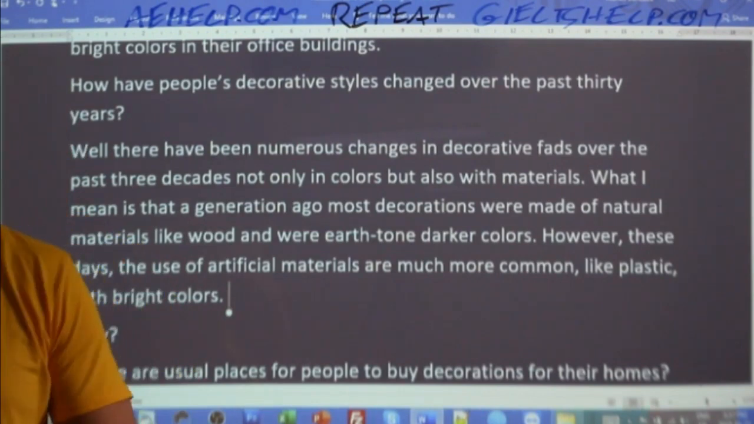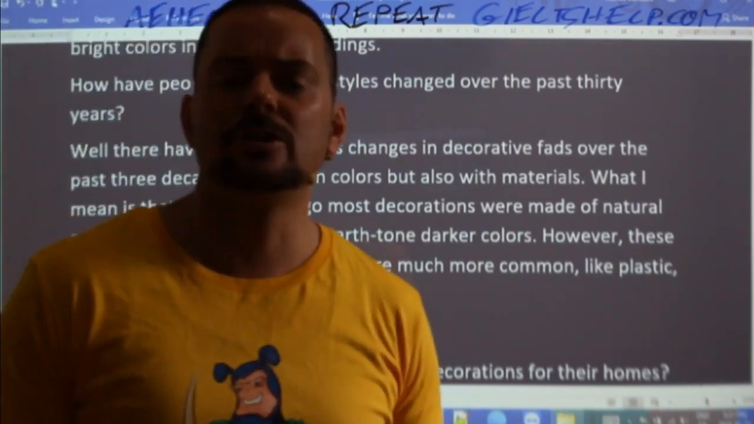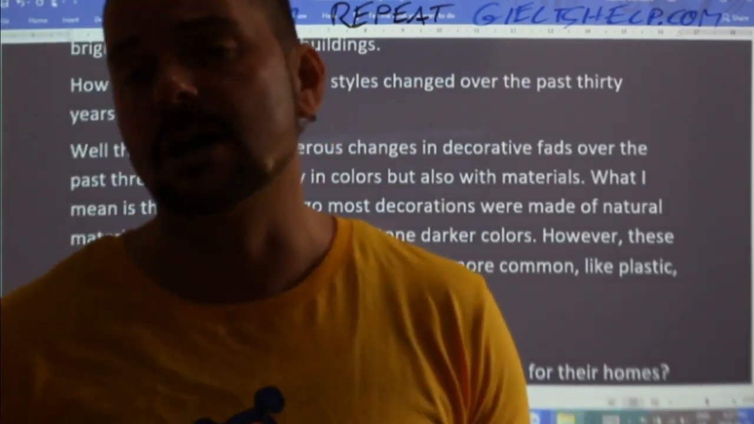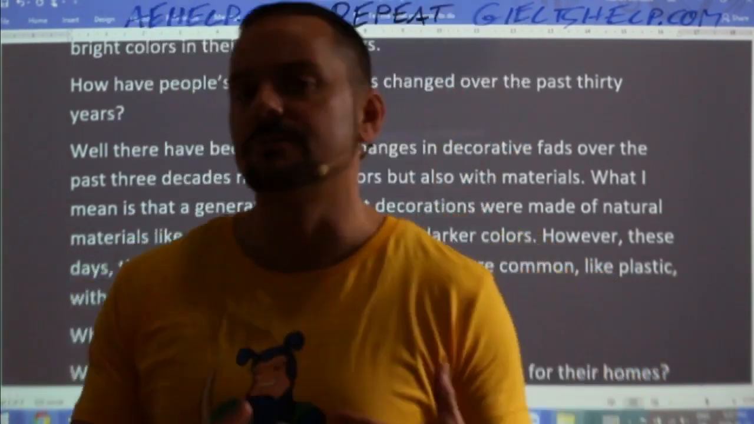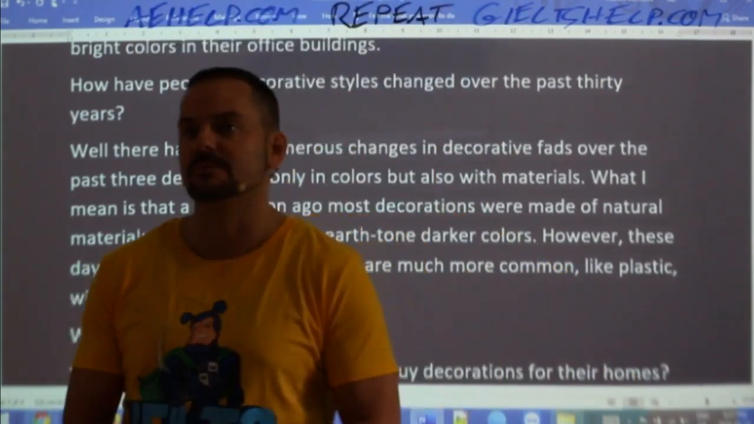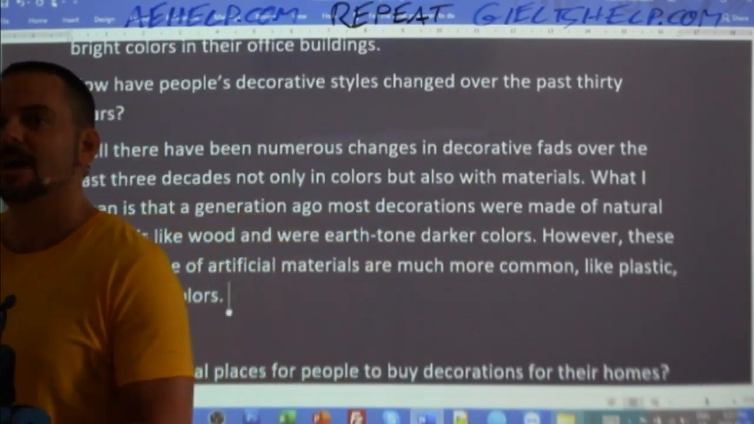Okay? All right. Earth tone colors are kind of, as it sounds, the colors of the earth. So green, brown, black, gray, kind of closer to the colors of the earth. Okay? All right.